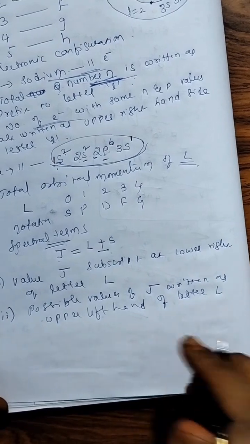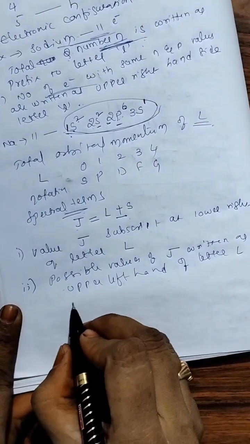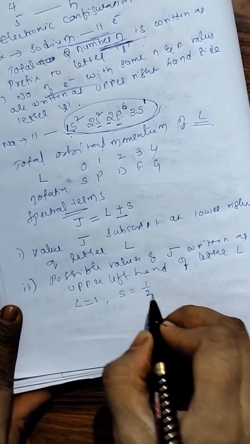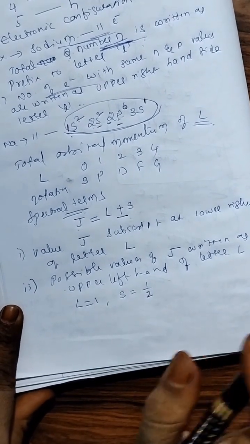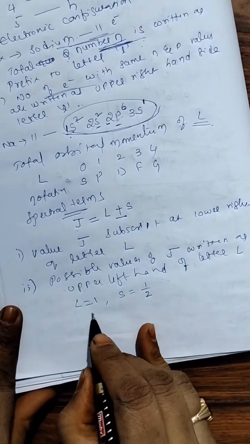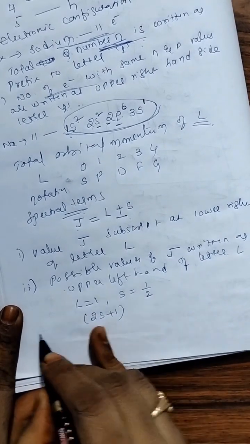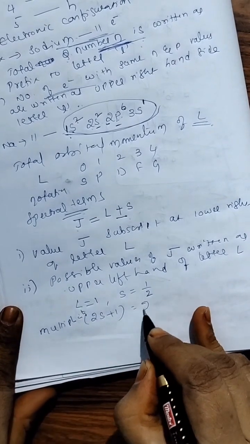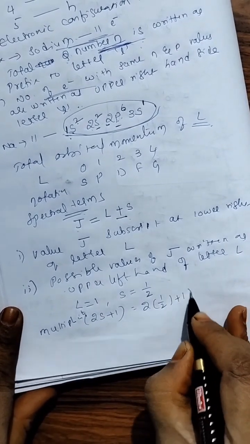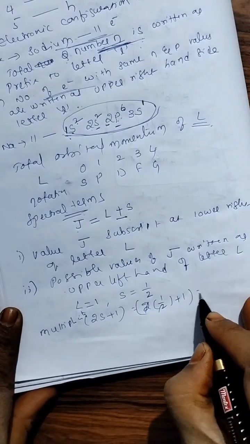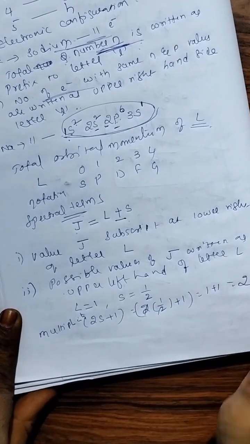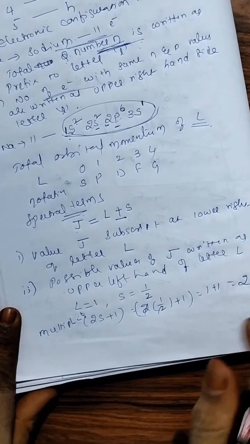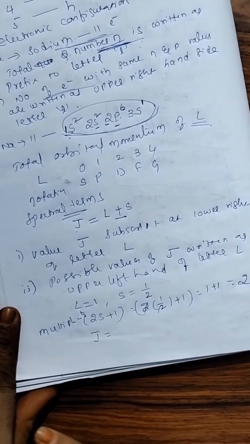So, for example, I am taking L equal to 1. S values will be either plus half or minus half. Now here, first let us write the multiplicity. Multiplicity is 2S plus 1, that is 2 times half plus 1, the 2 cancels, so 1 plus 1. Multiplicity is 2.